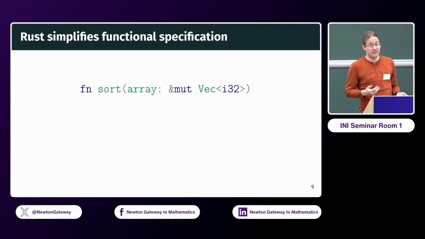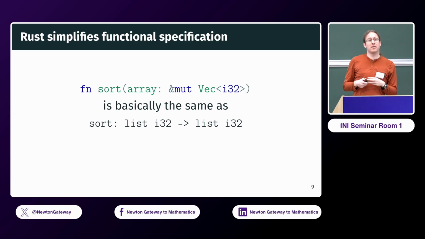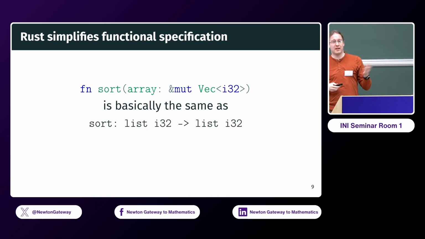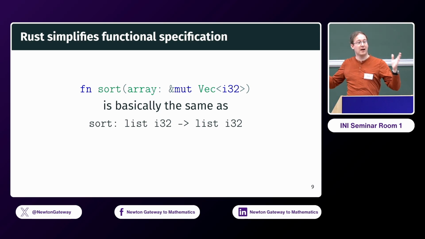So as far as we are concerned, when we are trying to think about or describe the input-output behavior of this function, this is really the same as a function that takes a list and returns a different list. It's just returned in the same place where we found the old list. But logically, those are entirely the same things.